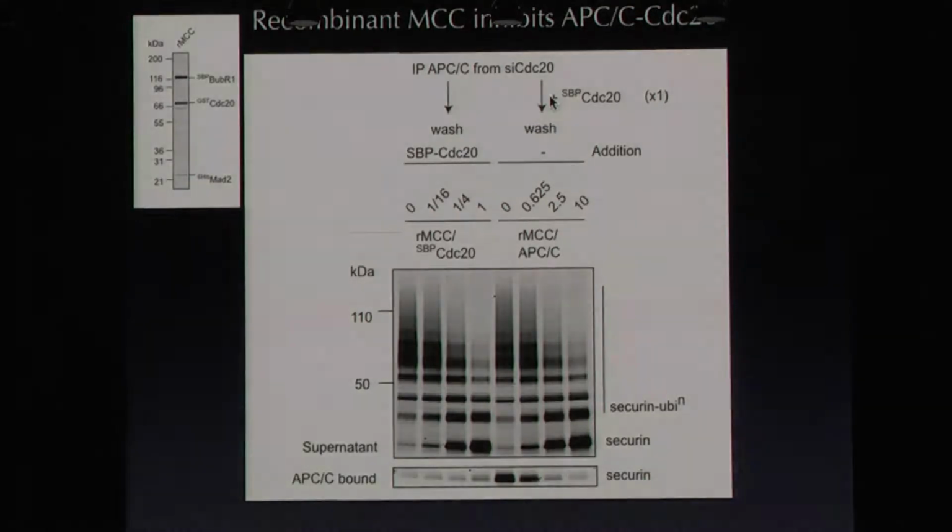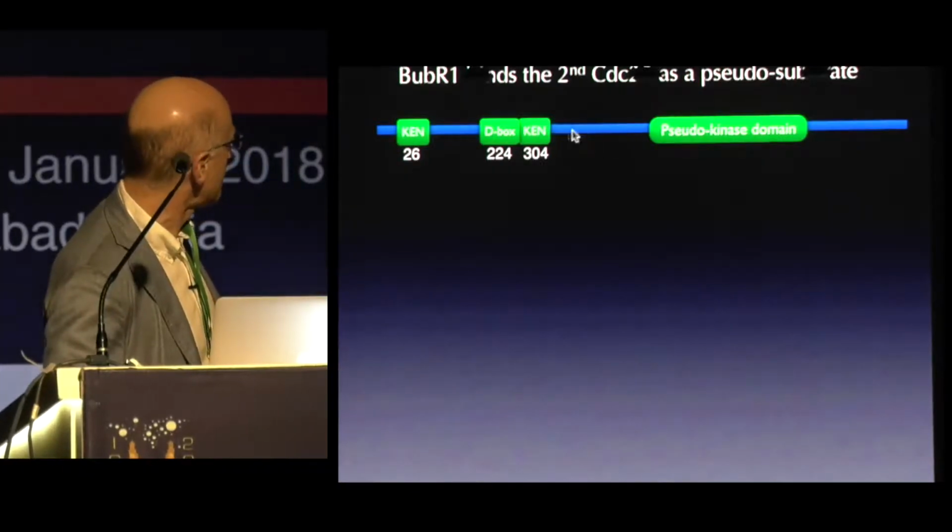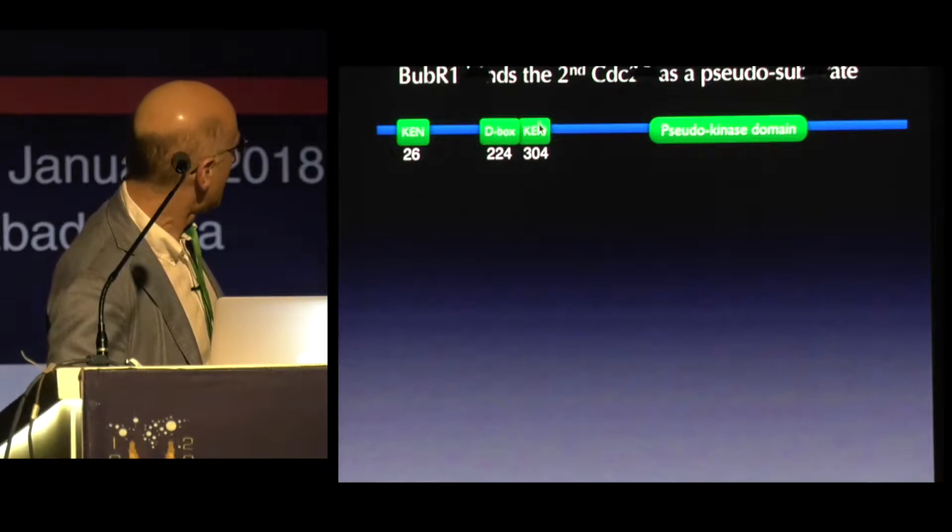And what Daisuke noticed was that if you look at BubR1, one of the components of the MCC, it has two of these motifs that are recognized by the APC. It's got a D box and a KEN box.